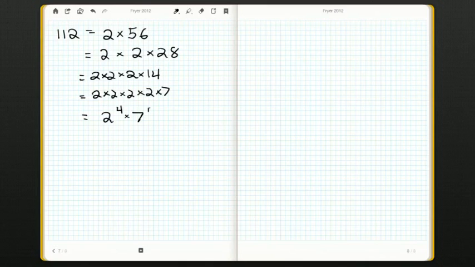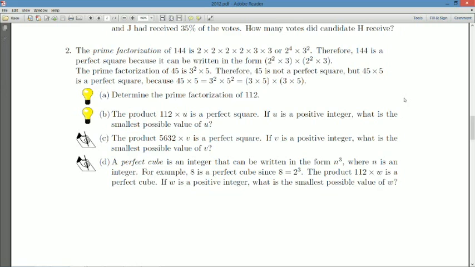Notice again, as I was saying, this is not a perfect square because we have 7 to an odd power, so if we have any odd exponent, we're not looking at a perfect square. But we can double check this by saying 2 to the 4 is 16 times 7, and that is indeed 112, so we have definitely done the proper calculation. Alright, so we would write 2 to the 4 times 7, or 7 to the 1 if we were feeling sassy, into the box provided.